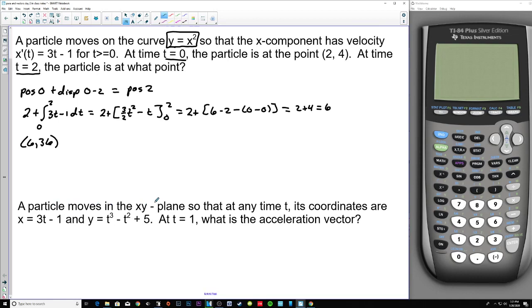A particle moves in the xy plane so that at any time t, its coordinates are 3t minus 1 for x and t to the third minus t squared plus 5 for y. At t equals 1, what is the acceleration vector? Well, the velocity vector is 3 and 3t squared minus 2t. And then the acceleration vector is 0 and 6t minus 2. Now we're going to evaluate that when t is equal to 1. That's equal to 0, and then 6 times 1 is 6, minus 2 is 4.